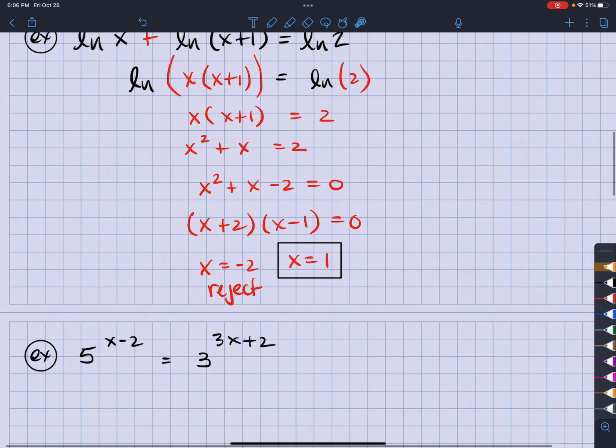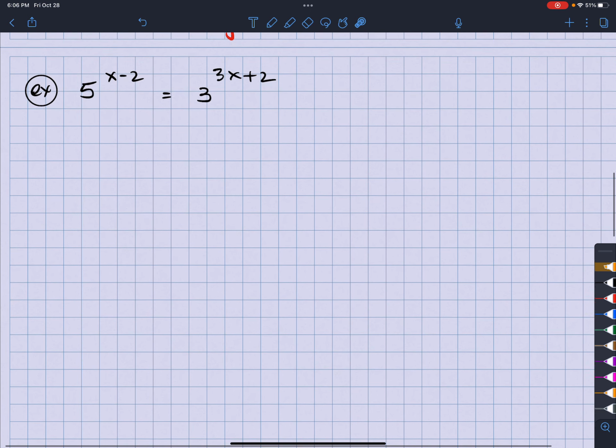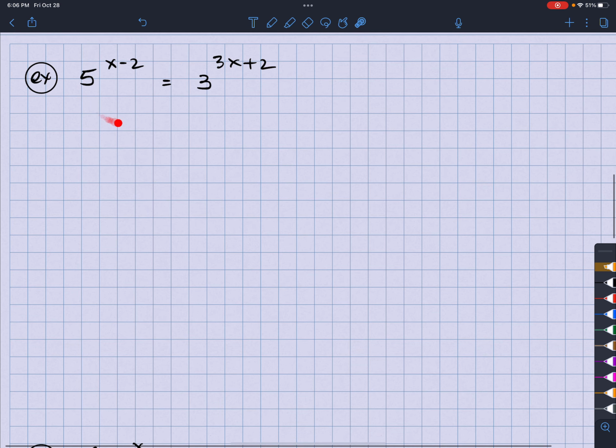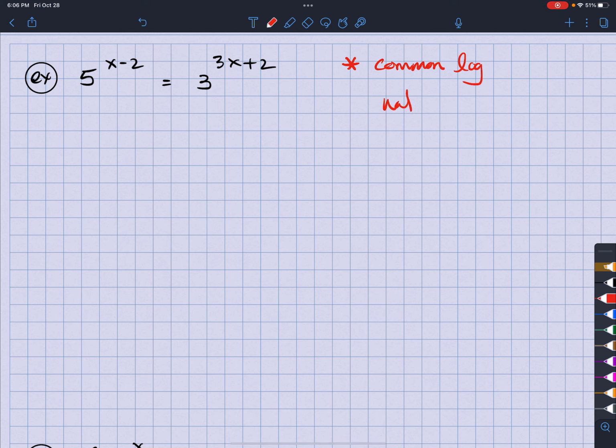All right. Now comes the question of what if the bases can't be the same? Then what do I do? Great. This is where we're going to use either the common log or the natural log.